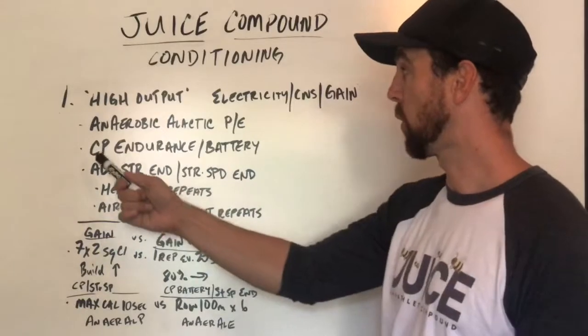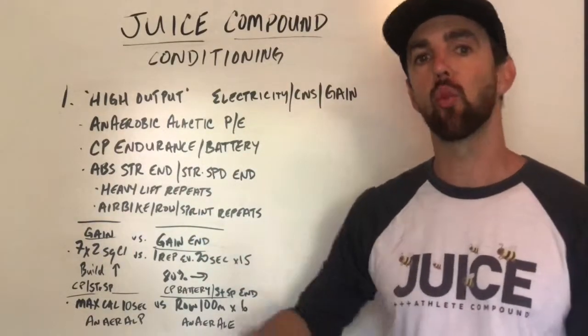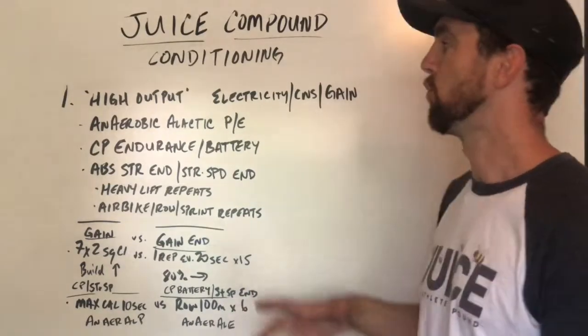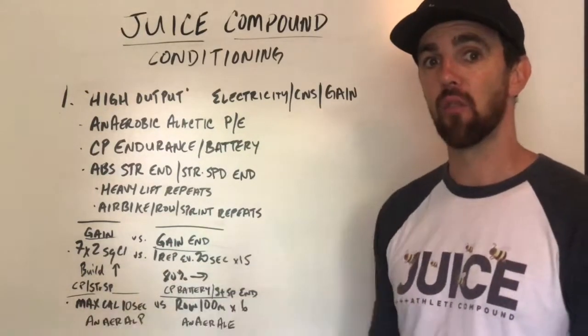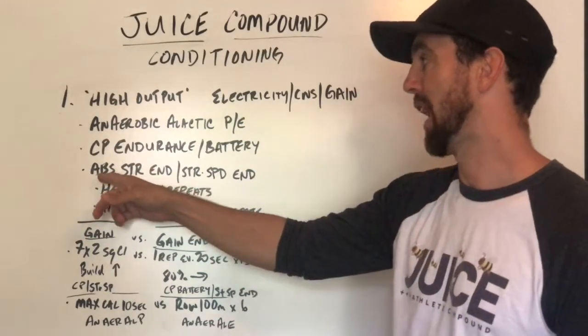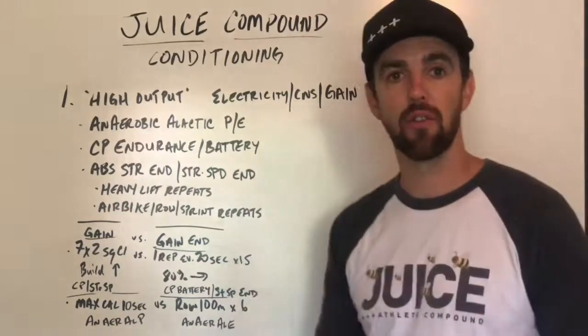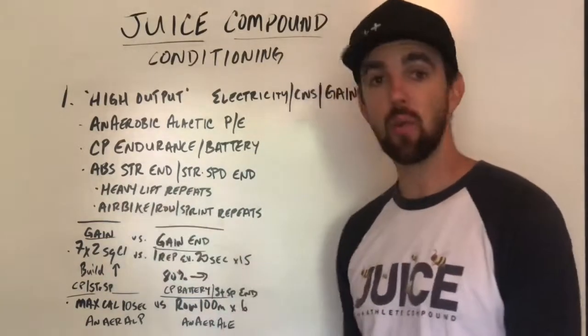The second would be your CP endurance or your CP battery, so your body's ability to recharge creatine phosphate to go heavy again. And if we're going heavy, then we know our exercises are going to be coming from the absolute strength endurance range and the strength-speed endurance range. This means it's going to be heavy repeat lifts.